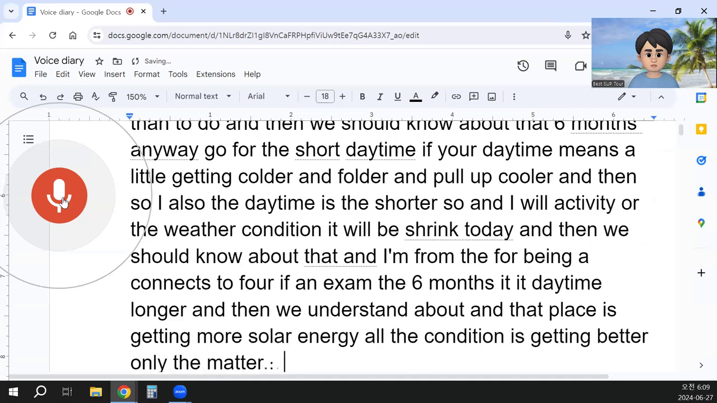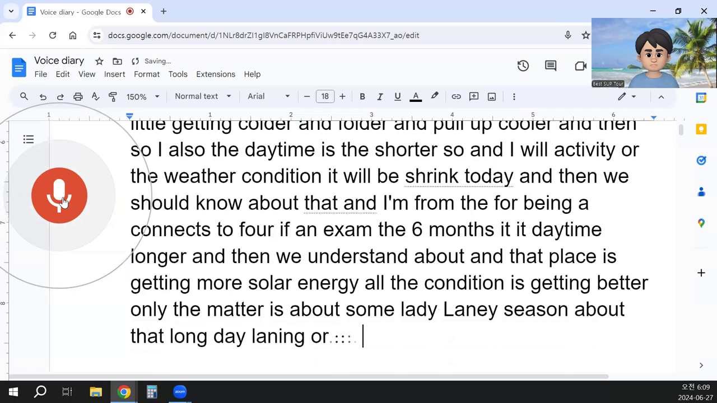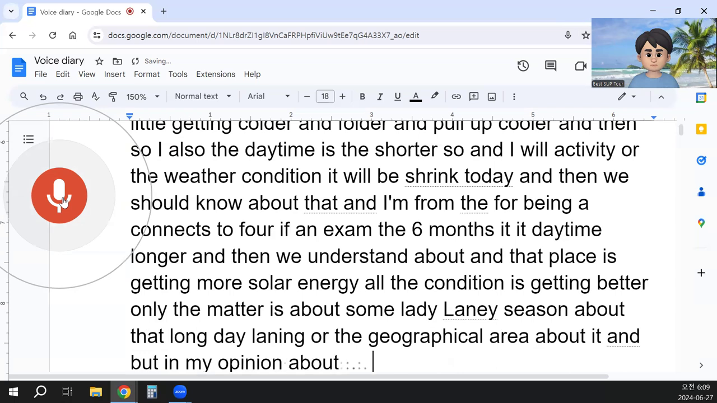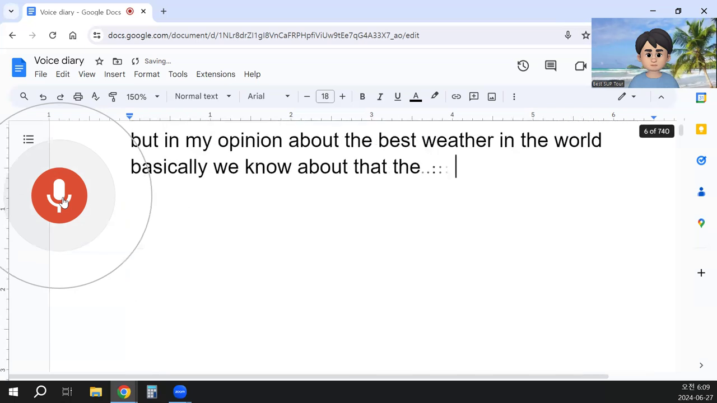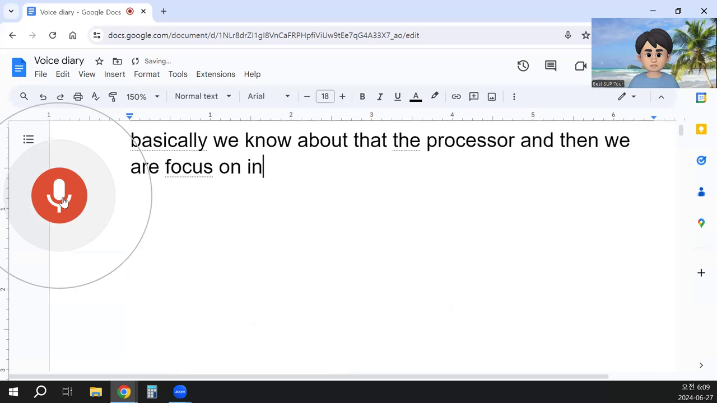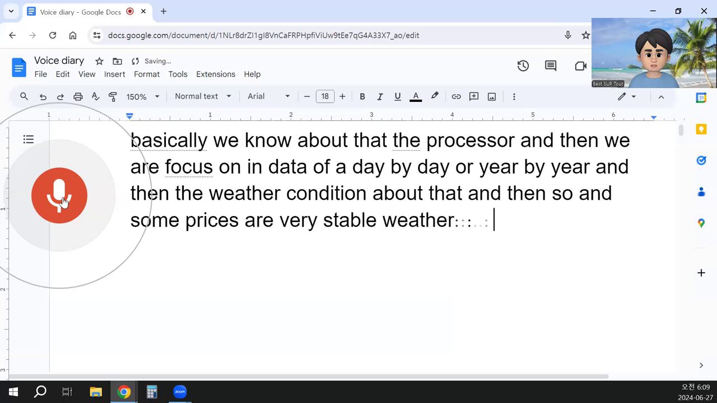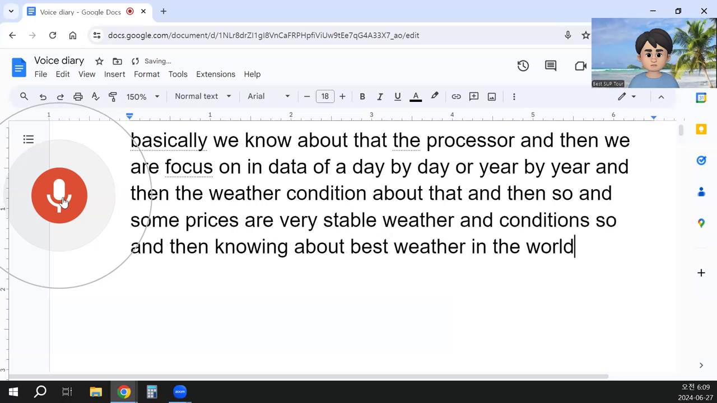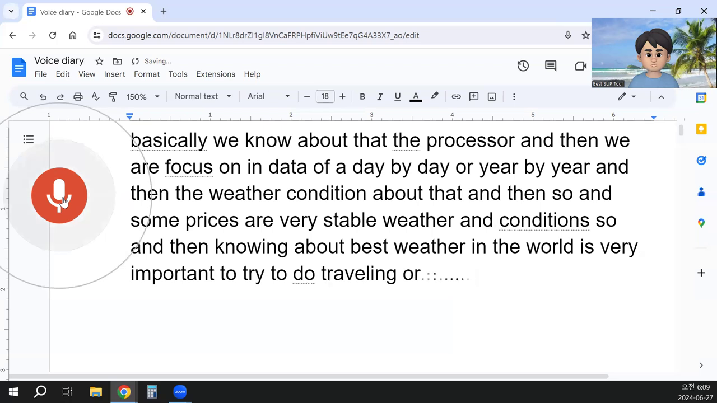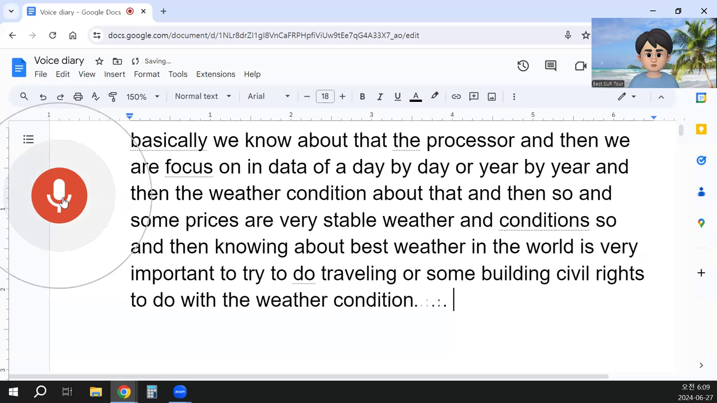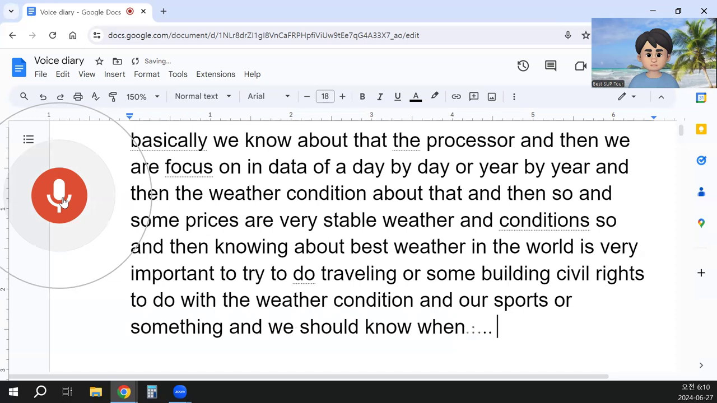The only matter is some rainy season, long rainy days, or the geographical area. But in my opinion, about the best weather in the world, basically we know that process, and we focus on the data day by day or year by year, and the weather condition. Some places have very stable weather. Knowing about the best weather in the world is very important when traveling, or for business related to the weather condition, or sports. We should know what event to hold at what time.